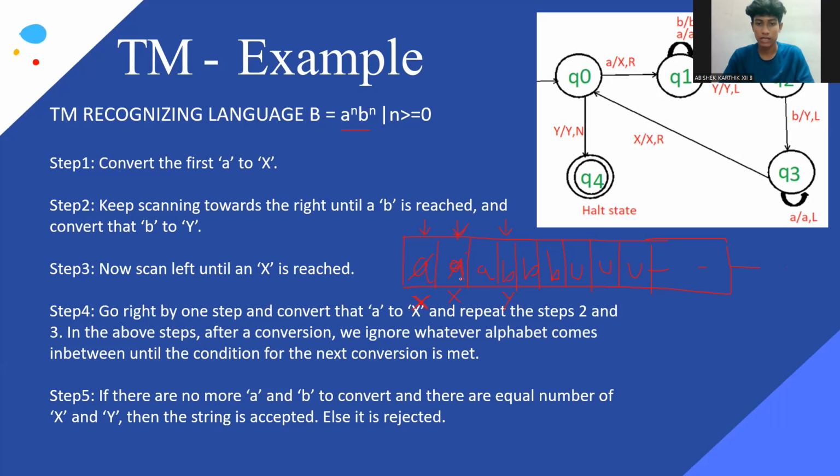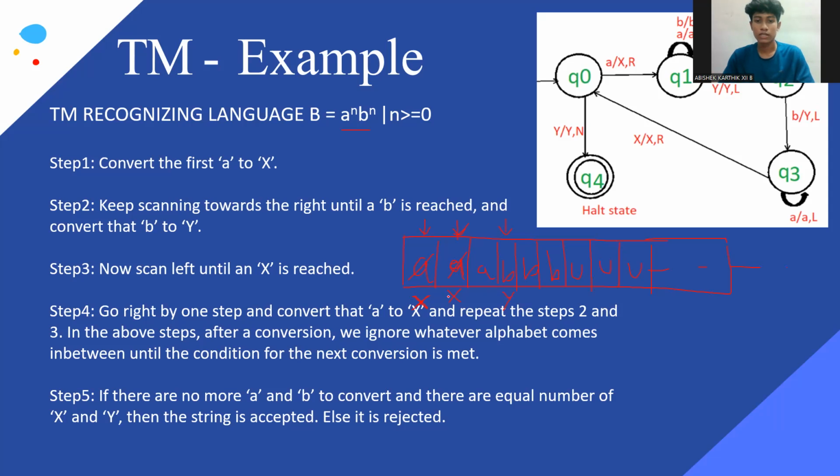So let's say we start from here. We go right. We check if this is an A, and if it is an A, we keep it as it is and go right. Then we check if it's an A, we just keep it as it is, and go right. We check if it's an A. If it's not, it's a B, and we convert it to a Y, and then we go left. We do all this one step at a time.